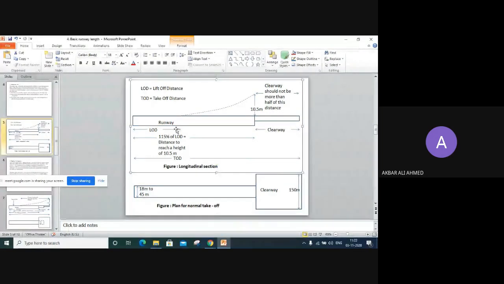But you should understand that the lift off distance and 115% of lift off distance, how they are related. Okay. The point I want to say is that this clear way should not be more than half of the difference between 115% LOD and TOD. What is the difference between 115% of LOD and TOD? This is a clear way. Okay, it should not be more than half of this clear way. But here, because of this diagram, I'm not able to show it properly. Just wait. Let me just try to fix it. Maybe in this manner I can show you properly.